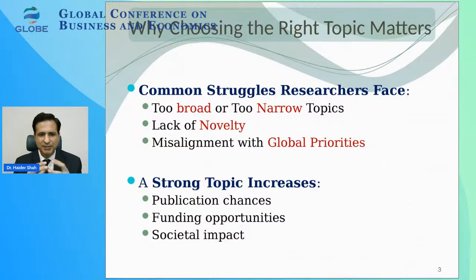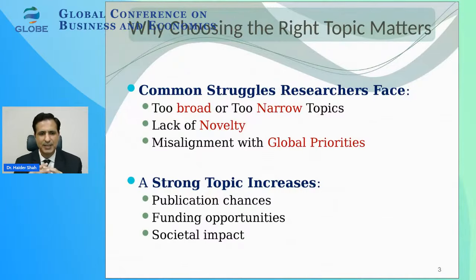So if we align our work with them, what are the different benefits associated with it? Here, the strong topic increases what? First is your publication chances. You can publish your work in a very good journal, top tier 1, 2, 3 journals, if your topic is attractive and has novelty, it is a perfect match between the broad and narrow one, and it is aligned to the global priorities, particularly the Sustainable Development Goals. It must be aligned with any of those goals. So the first thing is the publication chances. Your publication chances become higher with a strong topic.